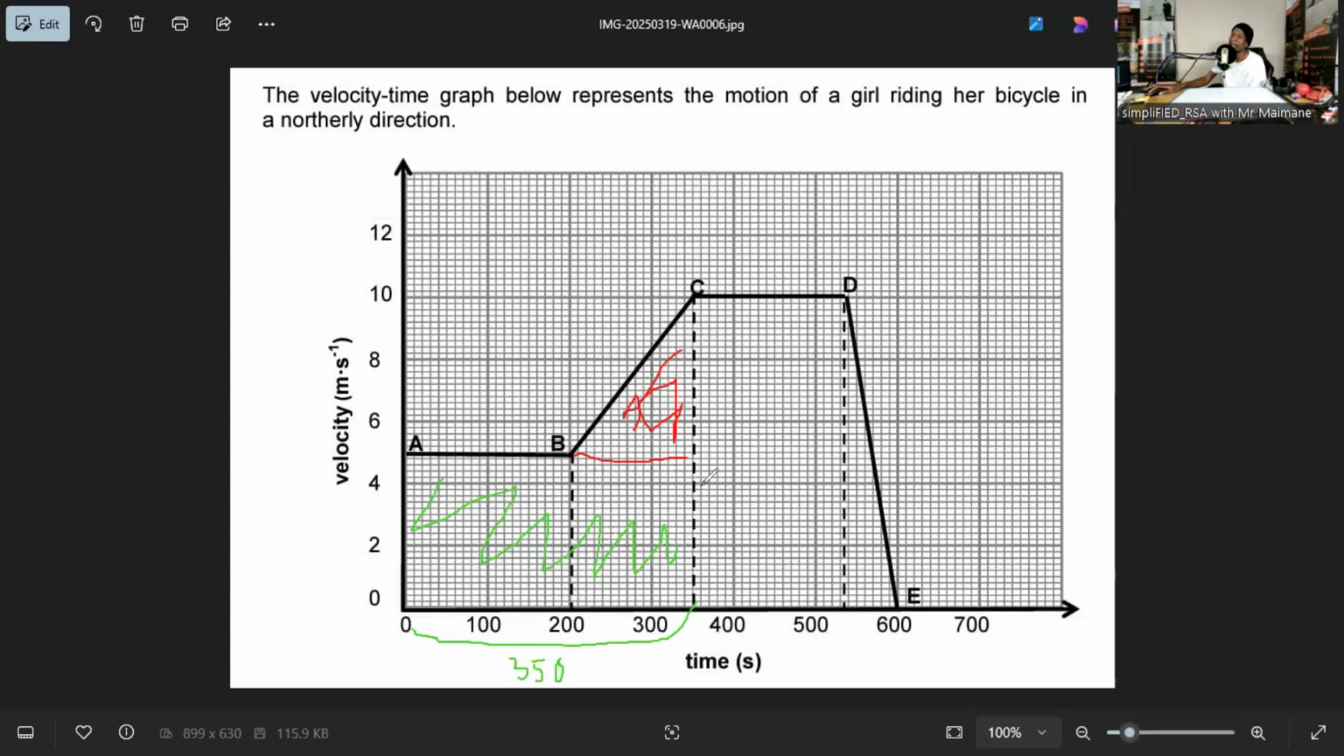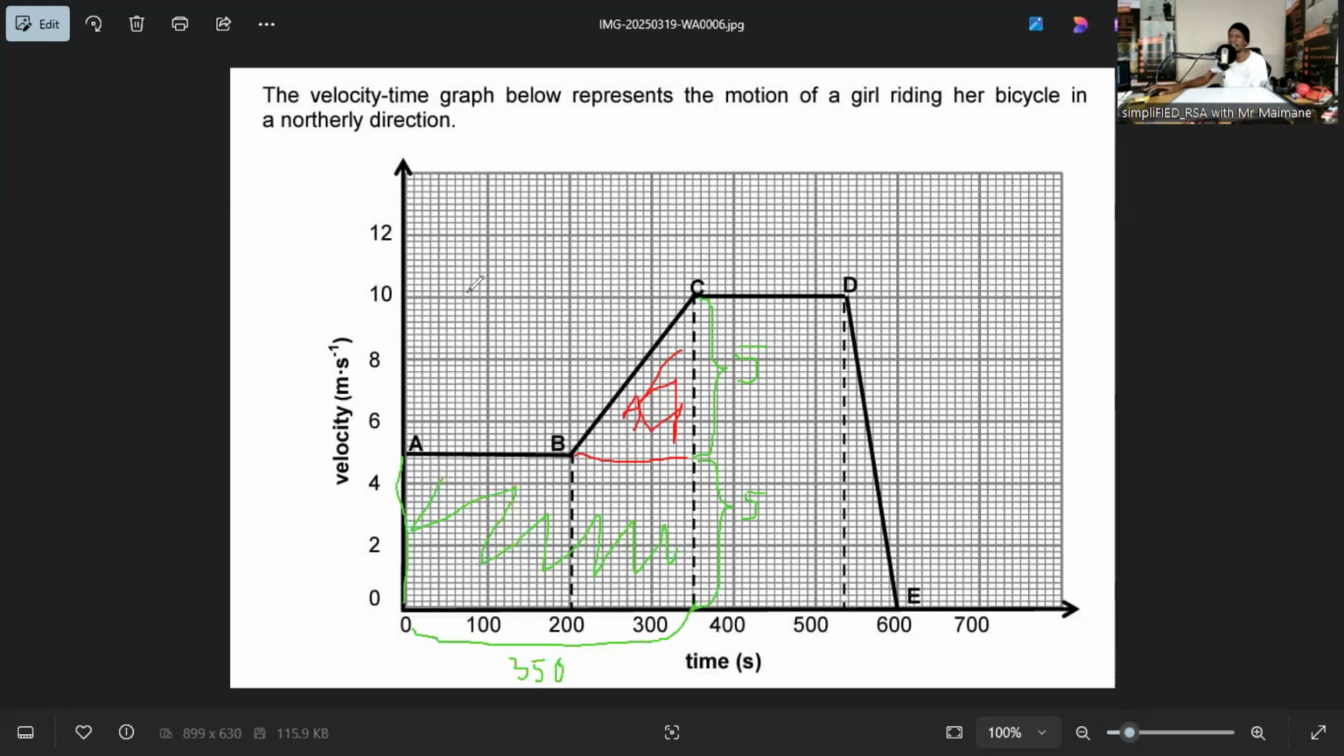And for here, we know that this side is going to be 5 meters per second, because we have determined that the initial velocity of the girl was 5 meters per second, and from here to there, it's 5 meters per second. So this side will be 5. Now I have to determine the height of the triangle. The height of the triangle is going to be from this point here to there. So the height of the triangle is also going to be 5, because we can see that the graph increases from B to point C.